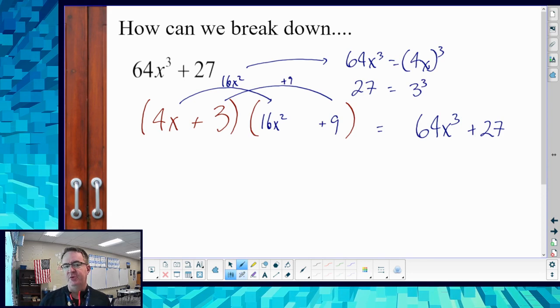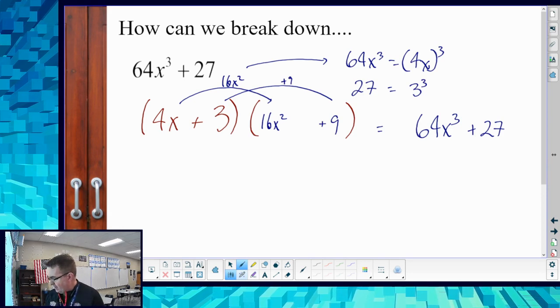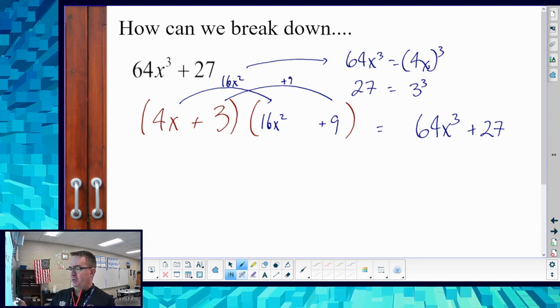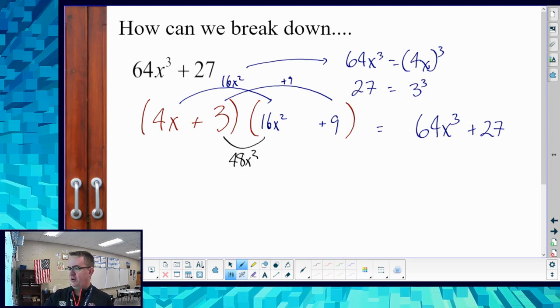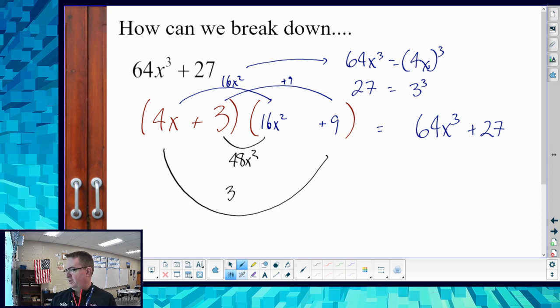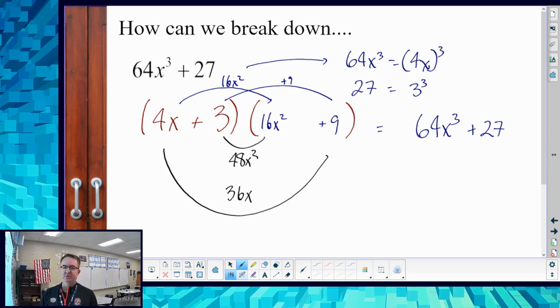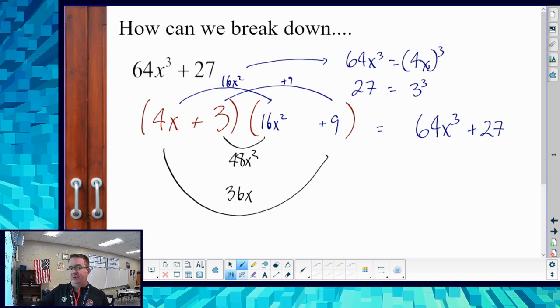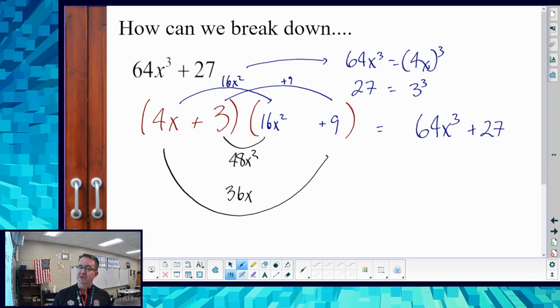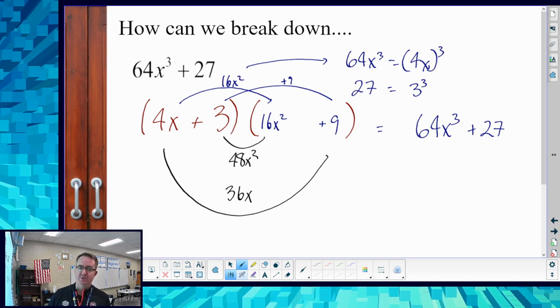Then I ask them to multiply it all the way through. When they multiply through these two binomials, obviously we get 48x squared, and we also get 36x here. So then the next question comes up: how do we deal with those? That was the problem for future us. Now it's the future.